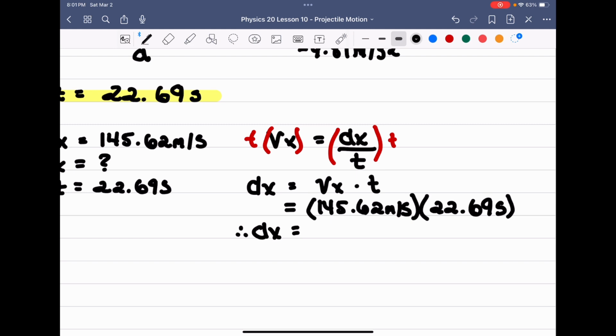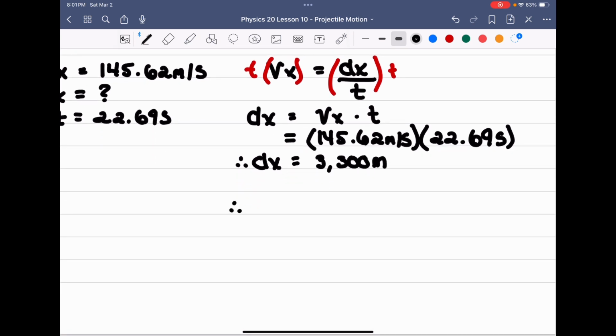and then this is going to give us a dx value of, therefore, dx is equal to, to 3 significant digits, I'm going to write out the calculated value first, which is 3,300 meters. But to 3 significant digits, we got to be very careful with this and say, therefore, dx is equal to, according to scientific notation, 3.30 times 10 to the power of 3 meters.